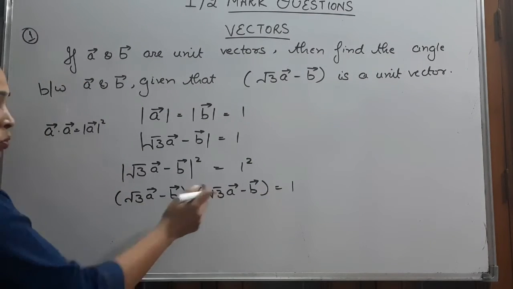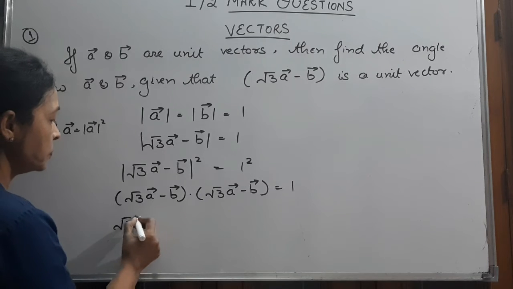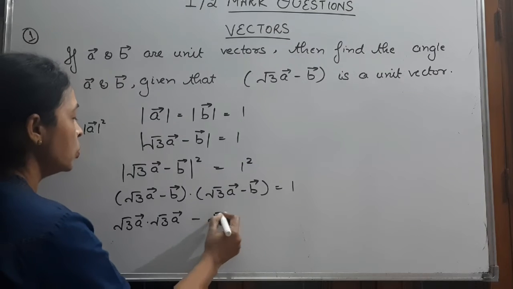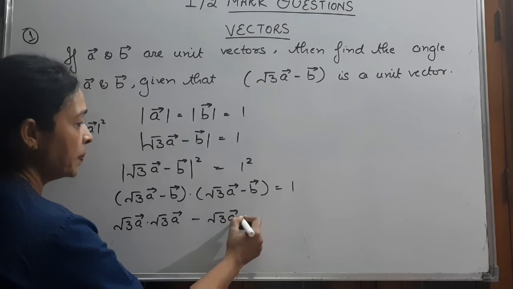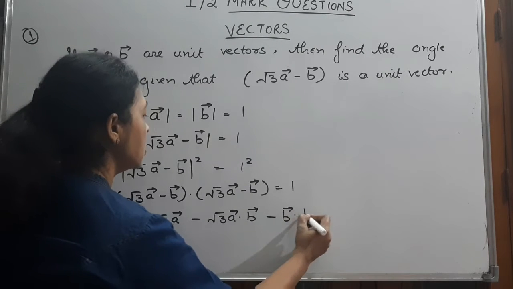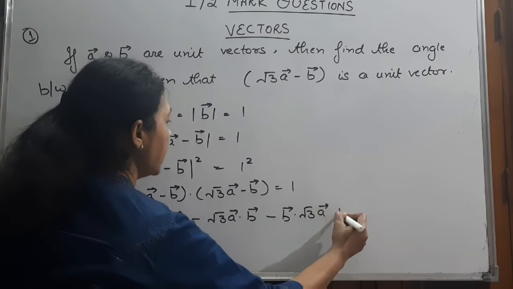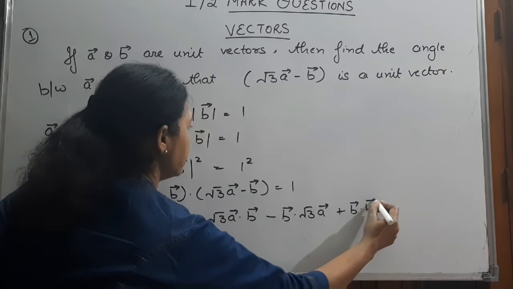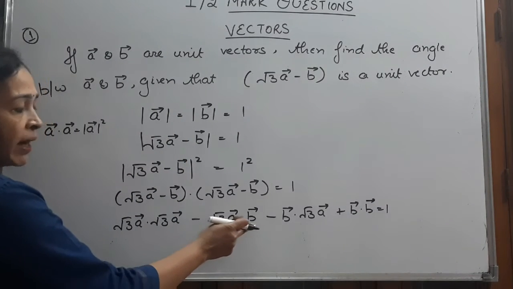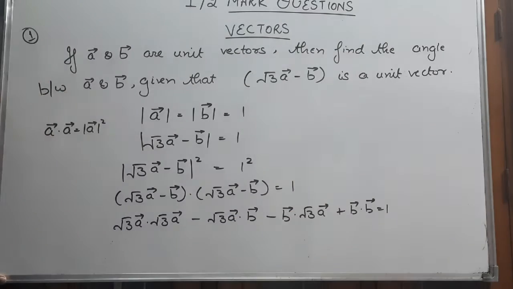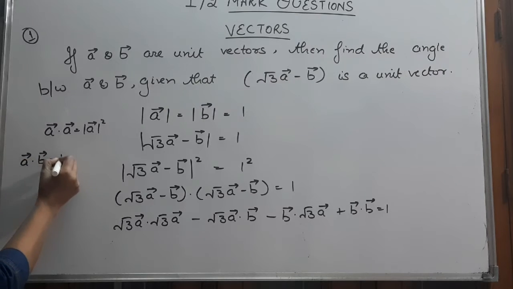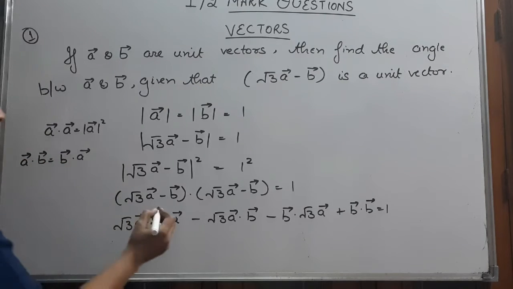Root 3 into vector A dot root 3 into vector A minus root 3 into vector A dot vector B minus vector B dot root 3 into vector A plus vector B dot vector B, which is equal to 1. Now, we know that vector A dot vector B and vector B dot vector A both are equal. Vector A dot vector B is equal to vector B dot vector A.